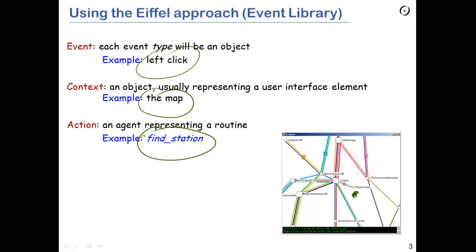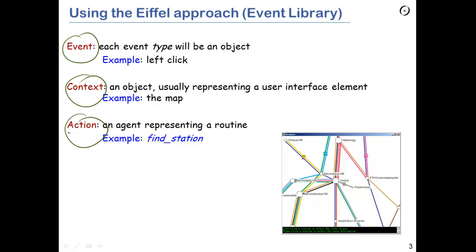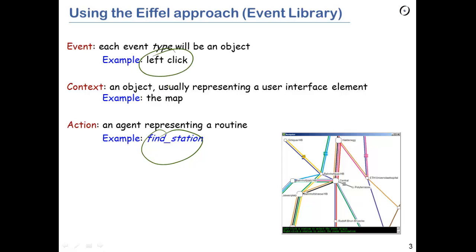We are going to work with triples, each one of which is made of an event type, a context, and an action. And the association of such elements, one event type, one context, one action, essentially gives us the publish-subscribe scheme. So ahead of time, at the beginning of execution, we are going to subscribe certain actions for certain event types in certain contexts.